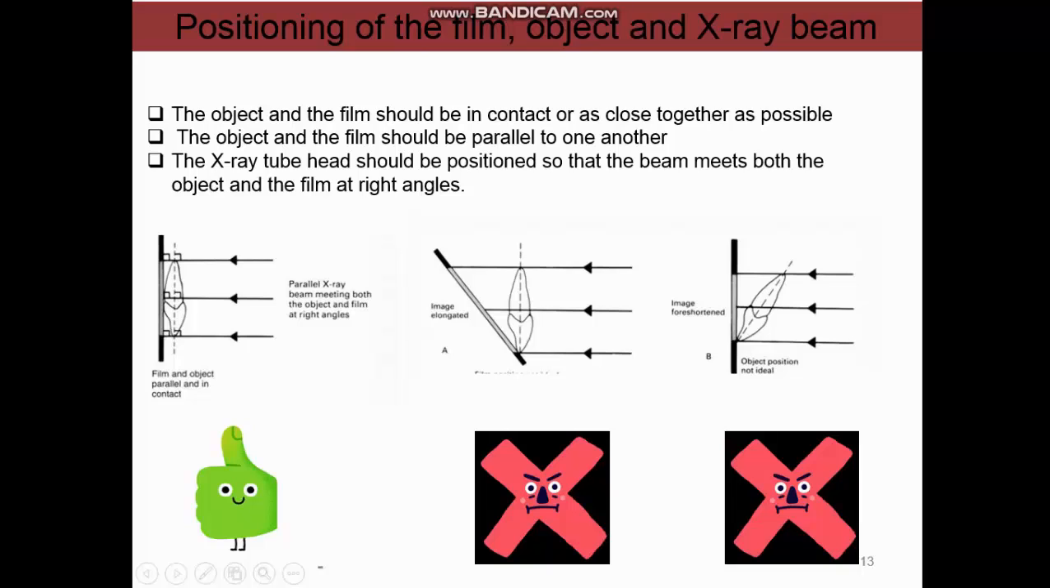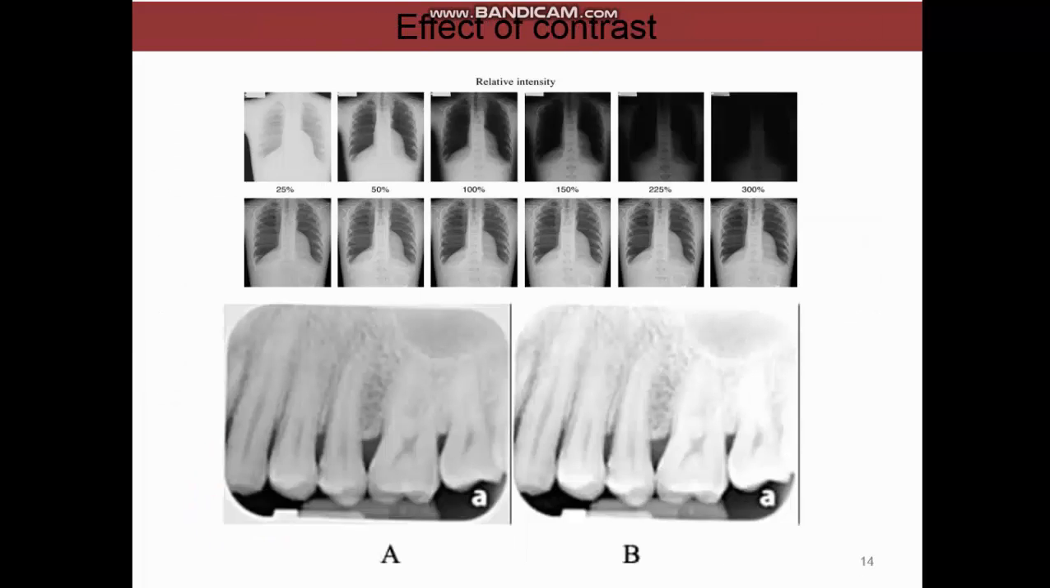But the other pictures are incorrect. There is an image elongated picture and an image foreshortened picture, and the object position is not ideal. The ideal X-ray beam used for imaging should be sufficiently penetrating to pass through the patient and reach the film emulsion and produce good contrast between the different shadows, and it should be parallel and non-diverging to prevent magnification of the image.